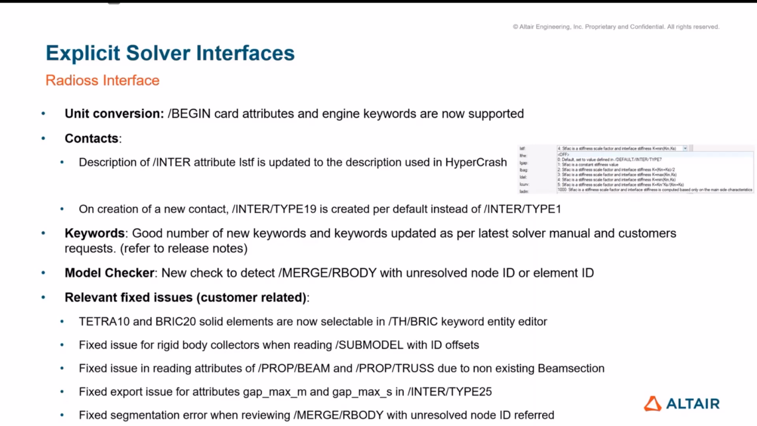Model checker, a few enhancements, also based on a customer request to check and detect merge rigid body keywords with unresolved nodes and element IDs to enable to fix them quickly. And in terms of issues fixed, also the key ones, the most important ones based on customer feedback. As you can see here, mainly the second one was affecting one of our key customers for Radioss, which has been fixed. So when you use submodels with ID offsets in combination with rigid body collectors, there were some ID conflicts and it was sometimes messing up the deck. So this is now corrected.